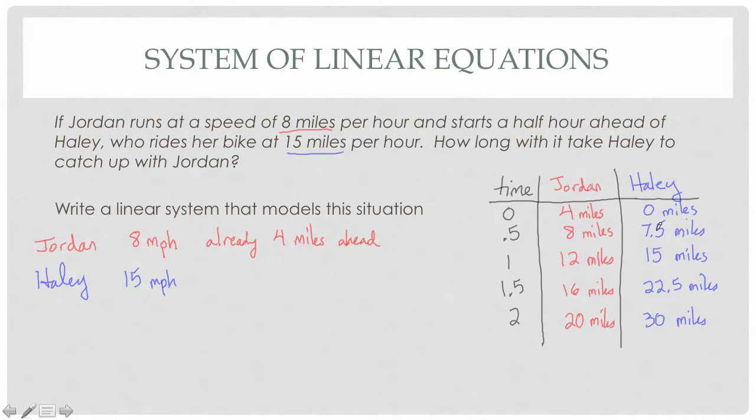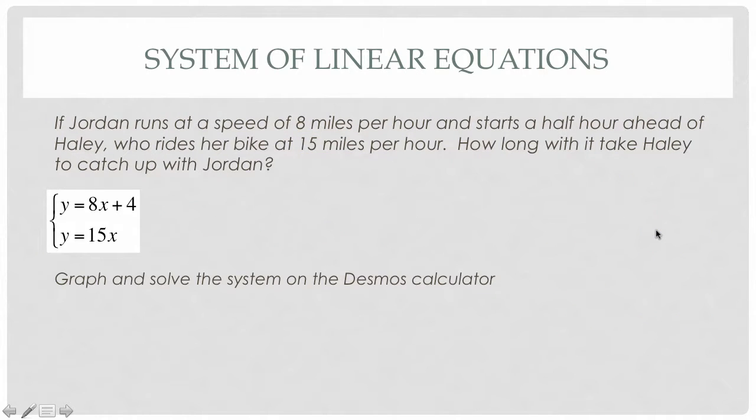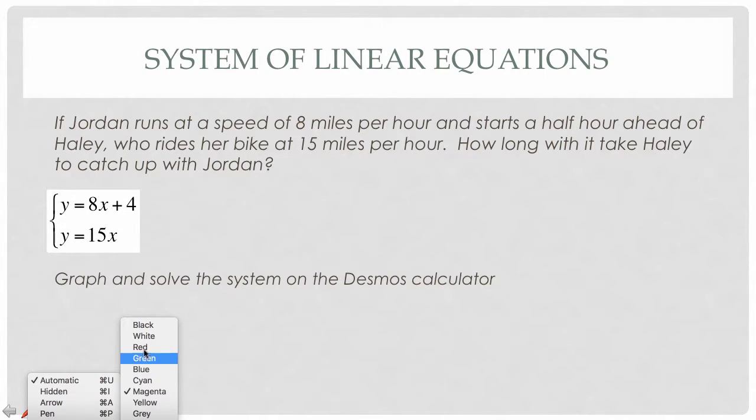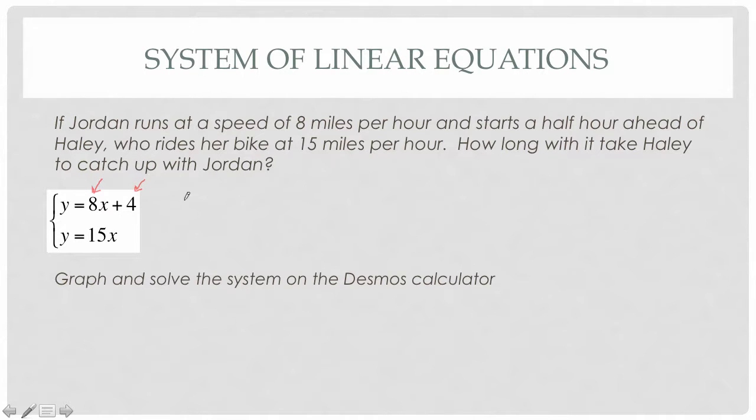All right. Here is an actual linear system that models that problem. Can you see Jordan going 8 miles per hour, but he's already gone 4 miles? So he's got an equation. His distance, y, equals 8x plus 4, where x is the number of hours. Whereas Haley has not gone any distance yet, but she's going at a much faster rate, 15 miles per hour. So this is a system that models this problem.